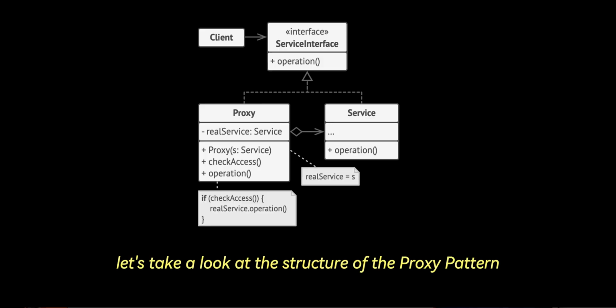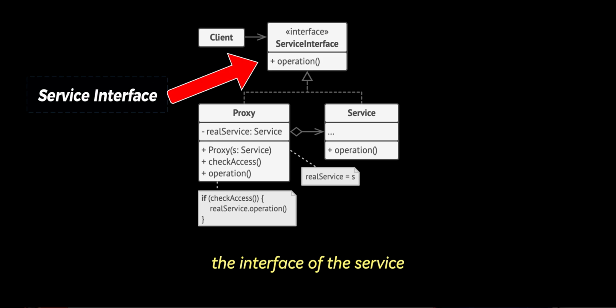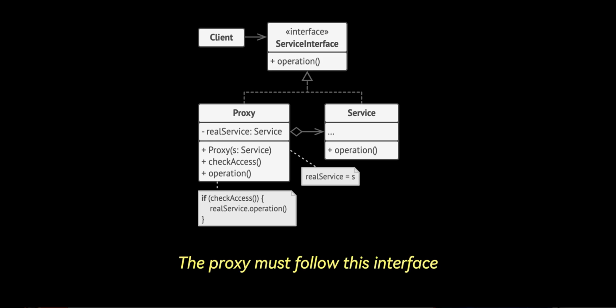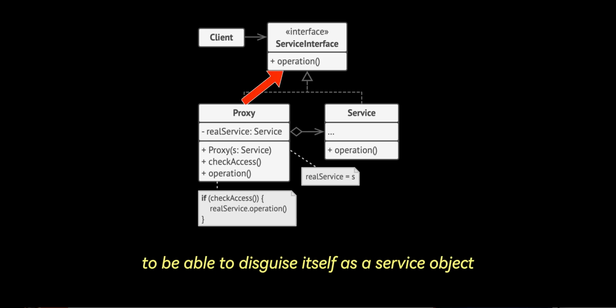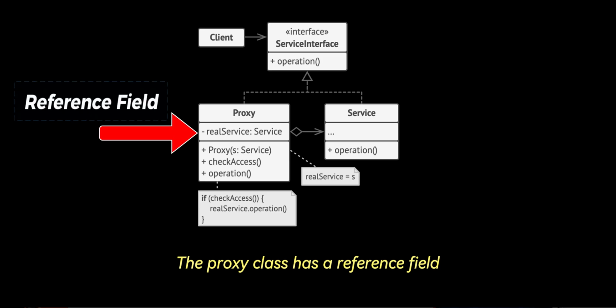Now let's take a look at the structure of the proxy pattern. The service interface declares the interface of the service. The proxy must follow this interface to be able to disguise itself as a service object. The service is a class that provides some useful business logic. The proxy class has a reference field that points to a service object.